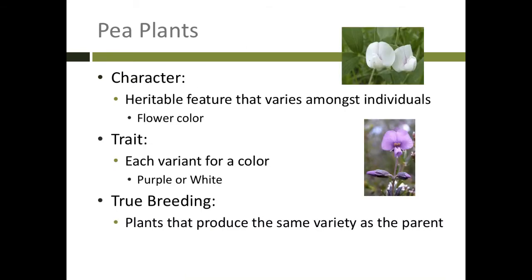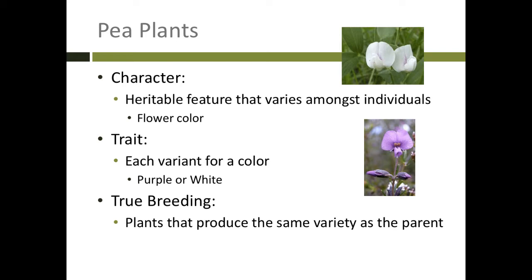Mendel observed pea plants for many of his experiments. He looked at the character of the plant. Character is a hereditable feature that can vary amongst individuals. In the example of the pea plants, Mendel was looking at the character of flower color. Traits are the variants of a character. In Mendel's case, he observed plants that had a trait of either purple flowers or white flowers.